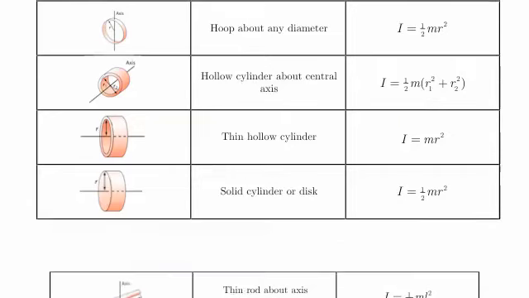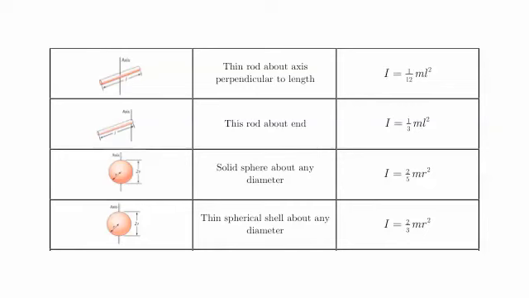Here we get into some of the rods. A thin rod, like one of the earlier examples, spinning about an axis perpendicular to its length, has a moment of inertia of 1/12 ml squared, where L is the length. If you take a rod and spin it about the end, it's 1/3 ml squared. Different moment of inertia. The next one down is a solid sphere, and we can spin that sphere around any diameter because the symmetry of a sphere always gives us the same moment, which is 2/5 mr squared.